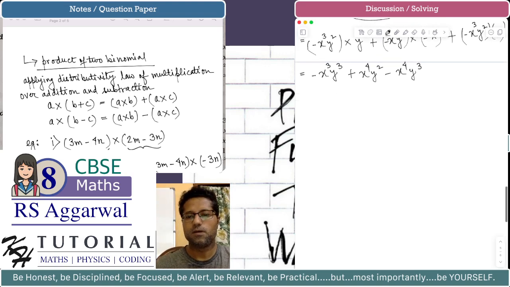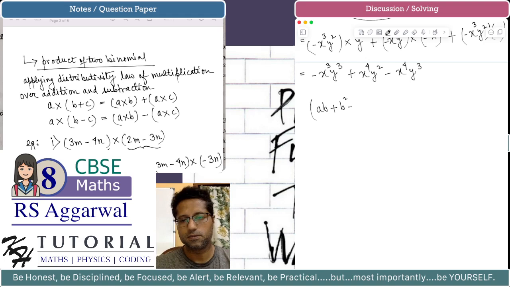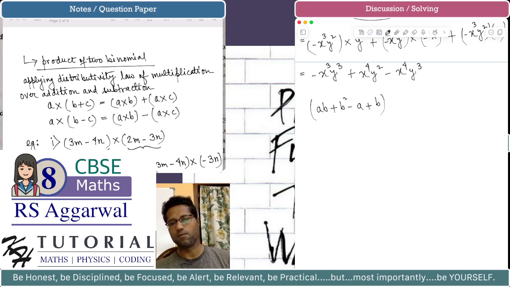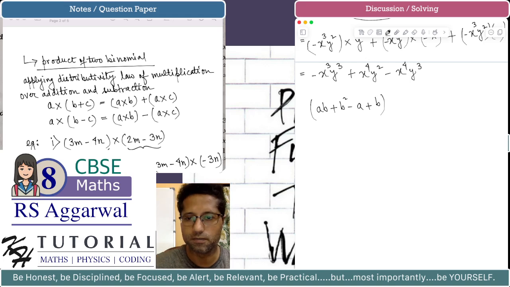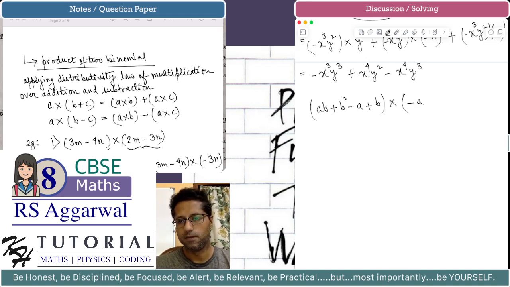Okay, let's take another example. Let's say we have ab plus b square minus a plus b. So this is an algebraic expression or a polynomial having four terms, where the first term is ab, the second term is b square, the third term is minus a, and the fourth term is b. We have to find the product of this algebraic expression with a monomial. Let's say the monomial is minus ab.